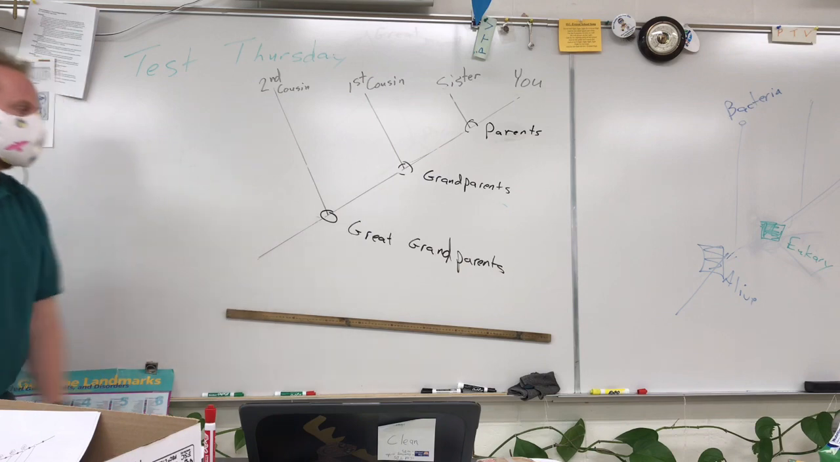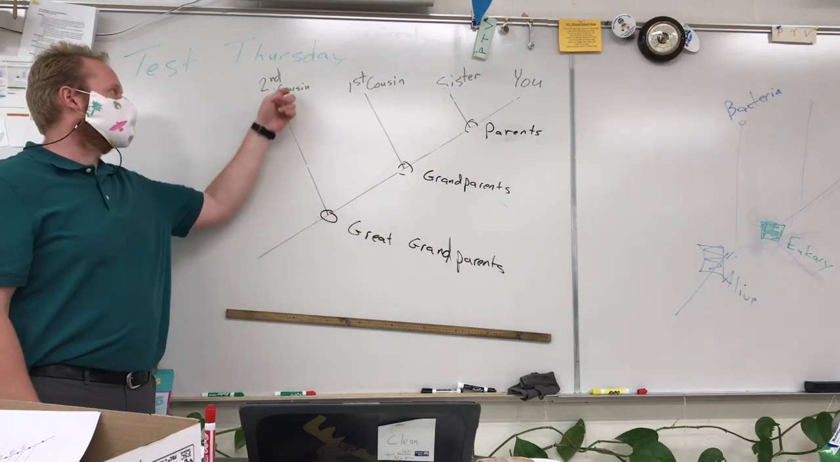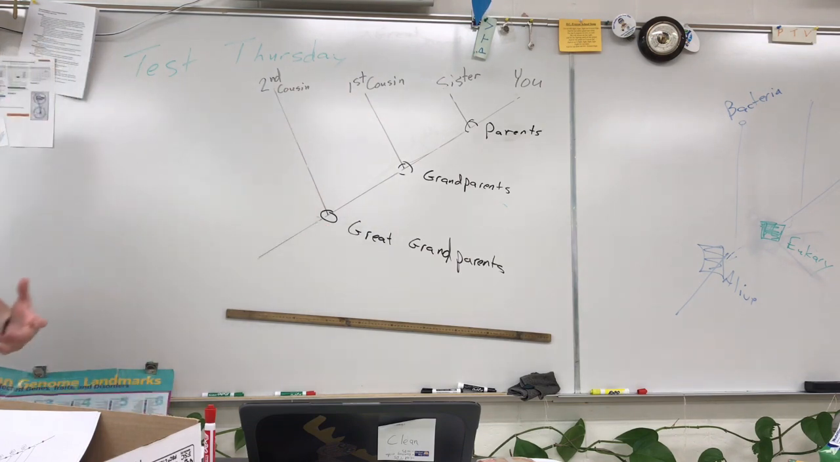The ancestor that you share in common with your second cousin is your great-grandparents. The ancestor that your second cousin and first cousin share in common is your great-grandparents. So you share a common ancestor with that second cousin. You are equally related to your second cousin as your first cousin is to your second cousin. Okay, just something to keep in mind as we're looking at this.